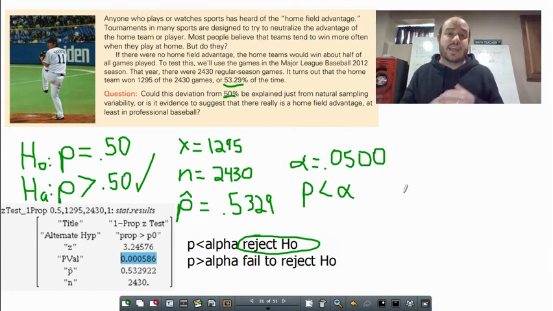So how would I say it? In this case, I would say, after running a one proportion z-test, we have enough evidence to reject our null hypothesis and accept that the probability of winning a game at home is actually greater than 50%, meaning that home field advantage is a real thing.